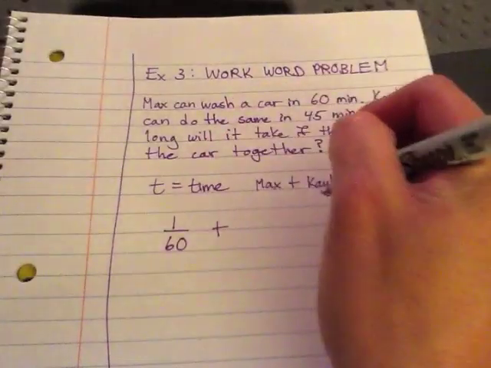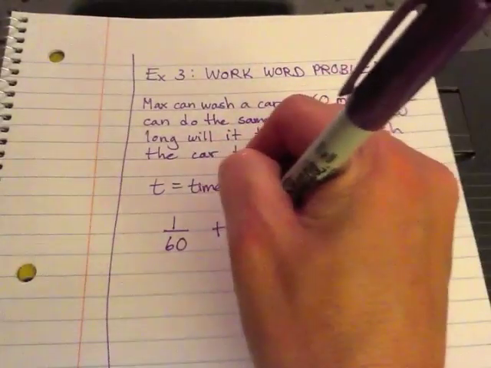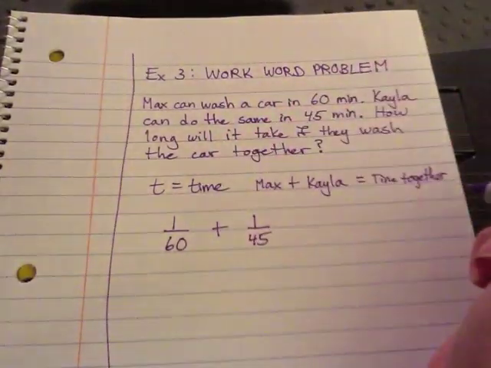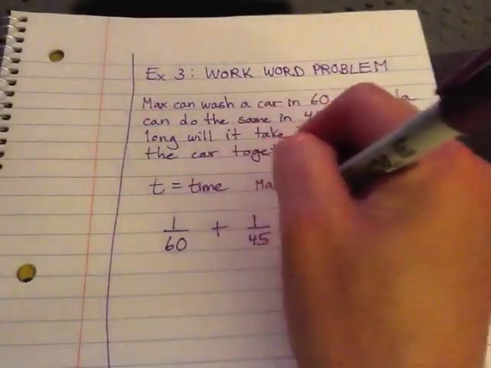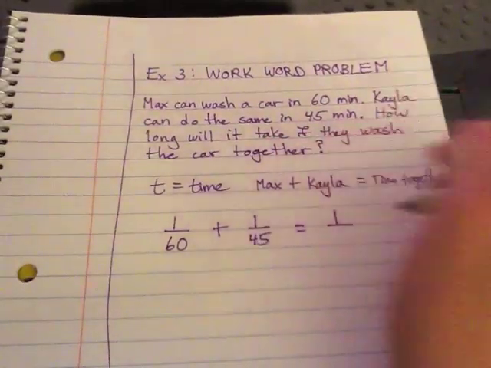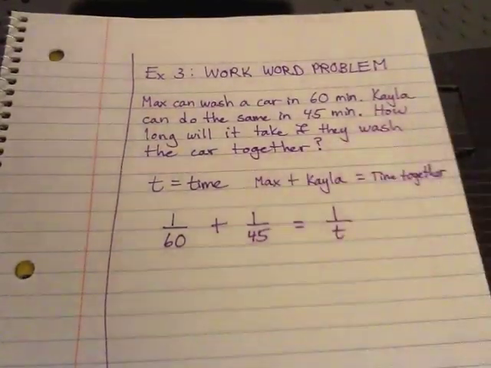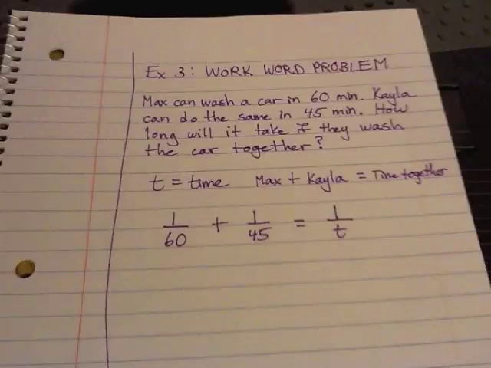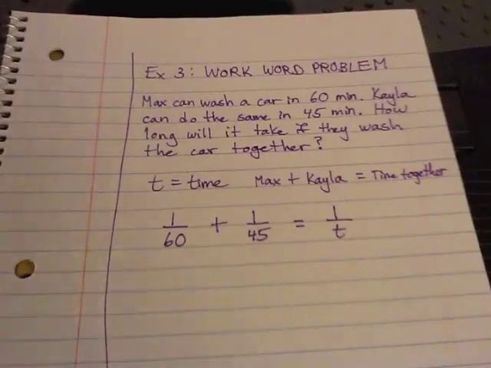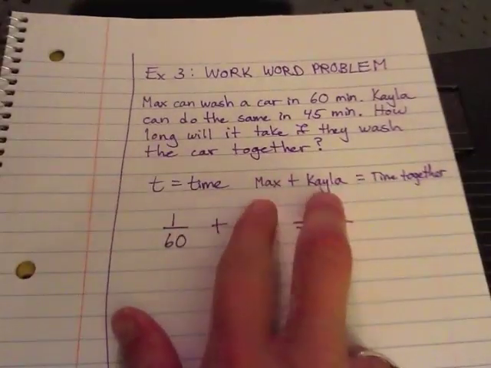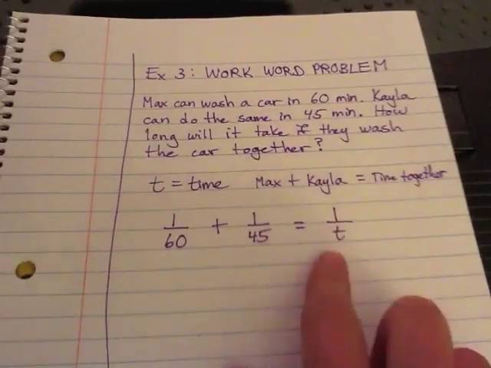We're going to add Kayla's one car being washed every 45 minutes. And when we add those together, we're going to get one car washed, but we don't know how many minutes it's going to take. So that's our T. Okay, these are going to be set up this way every single time. So whatever worked together gets added to the time together.